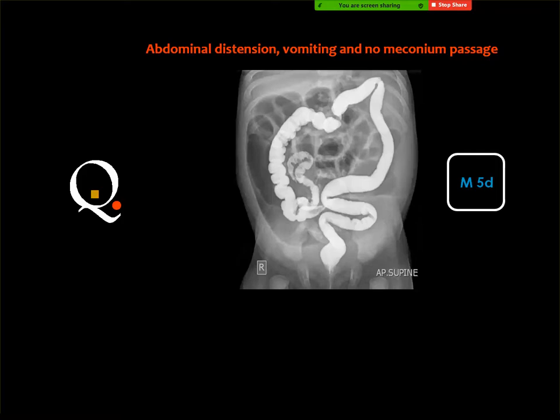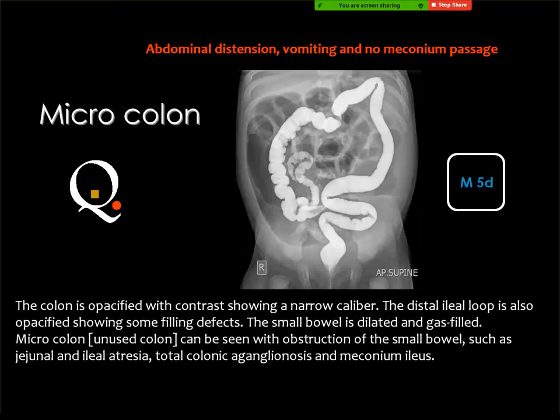Again, microcolon. Yes, and this is microcolon, and you should consider the three different possibilities. If you see here, you may be able to elicit some of the filling defects in the distal ileum, which may raise the possibility of meconium ileus. But this colon was found to be totally aganglionic colon. Both conditions were existing together.